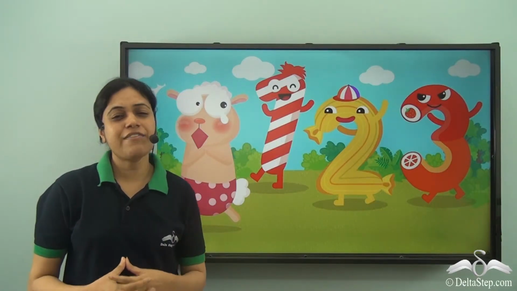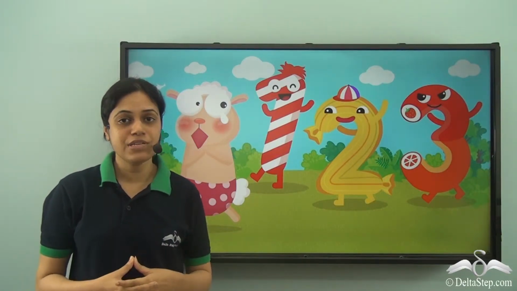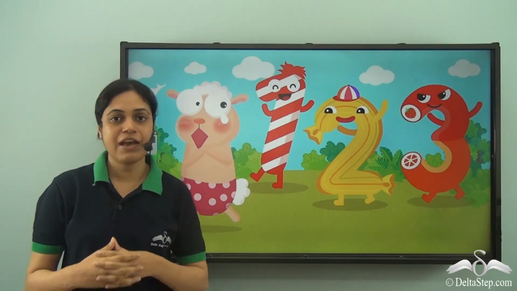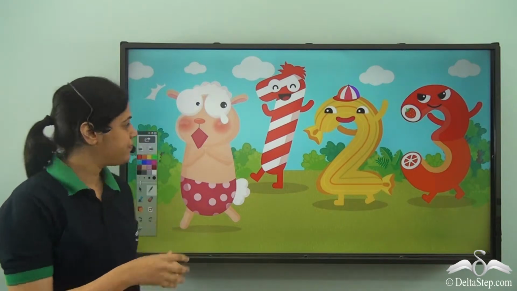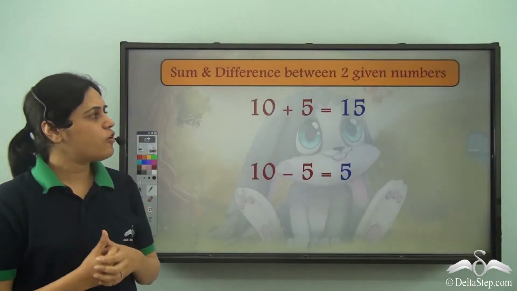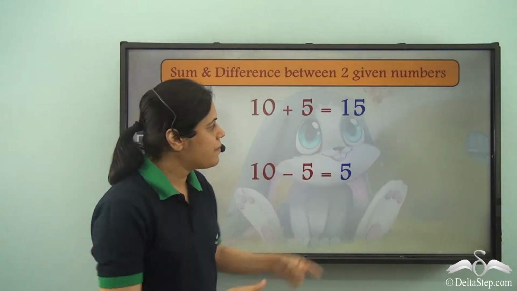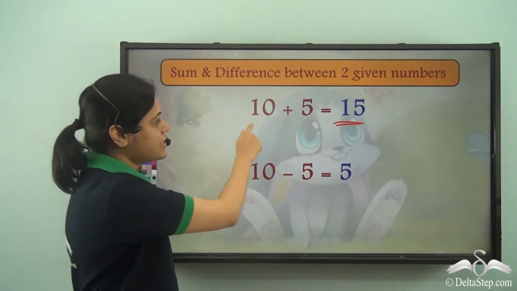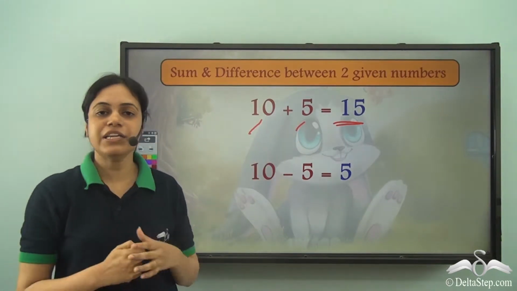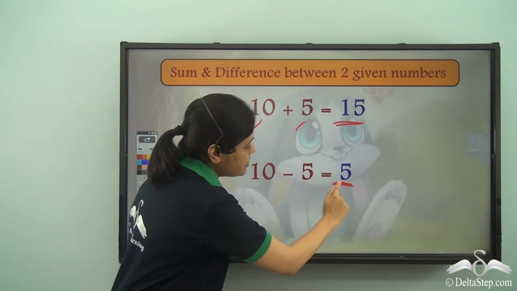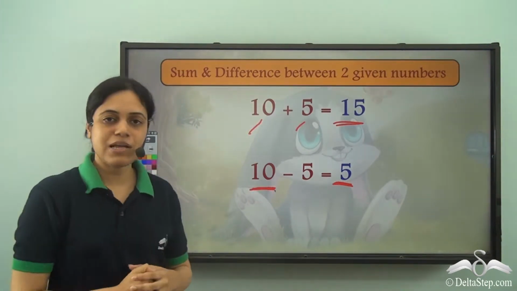We have solved several puzzles using numbers where there were actually missing numbers, and we have found those missing numbers. We have also seen that when we add two numbers, the sum, which is 15 in this case, is greater than each of the numbers. Also, the difference is smaller than this number.